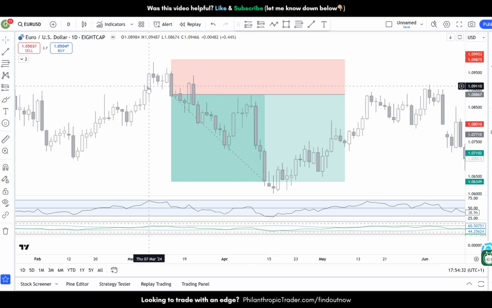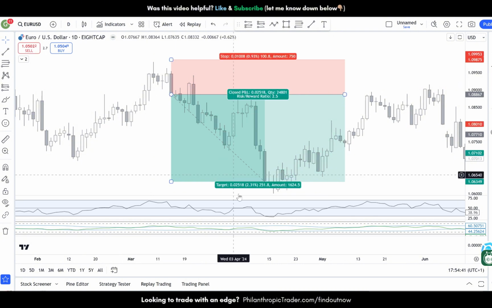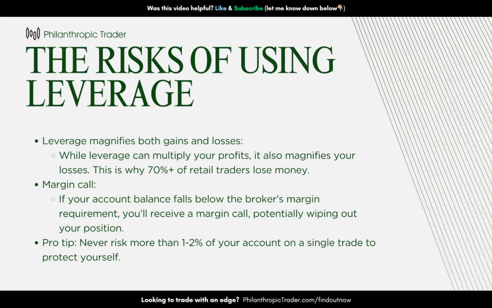So again, you can use TradingView. Also MetaTrader 4 or 5, but I prefer TradingView. It's much easier. Okay, so leverage magnifies both gains and losses. So while leverage can multiply your profits, it also magnifies your losses, and this is why 70, 80, 90% of retail traders lose money because they just use too high lot sizes.